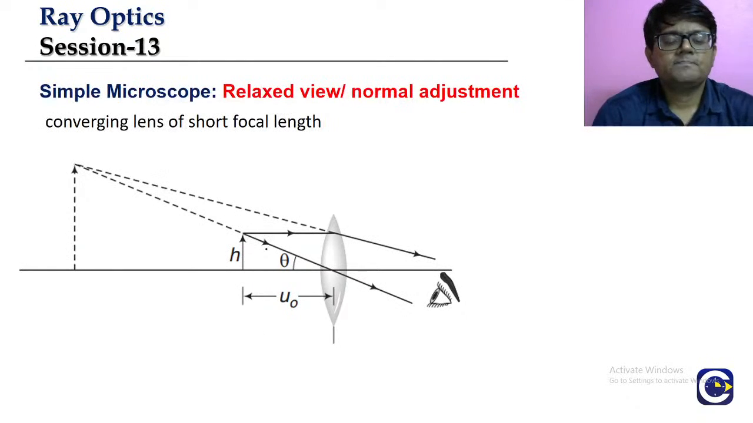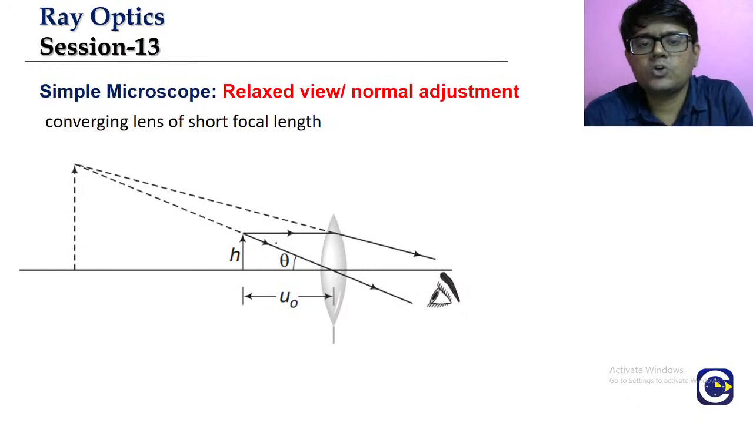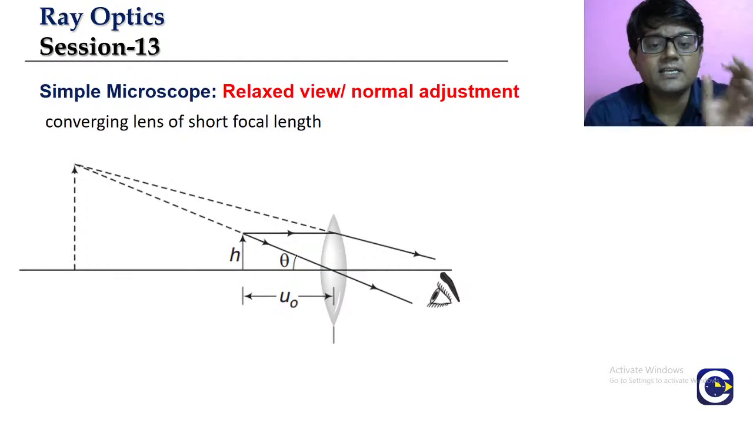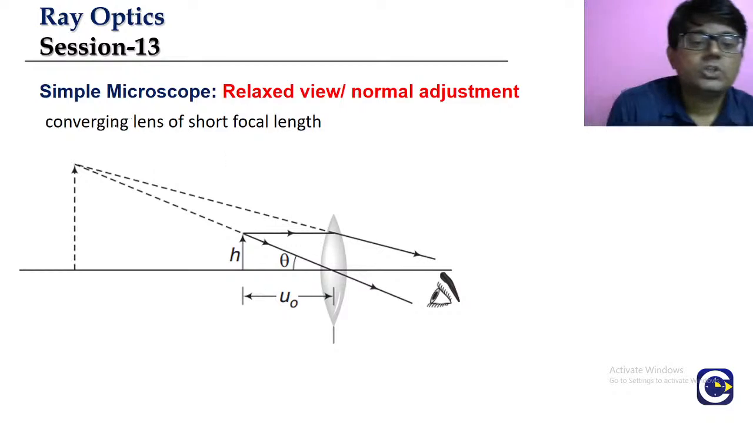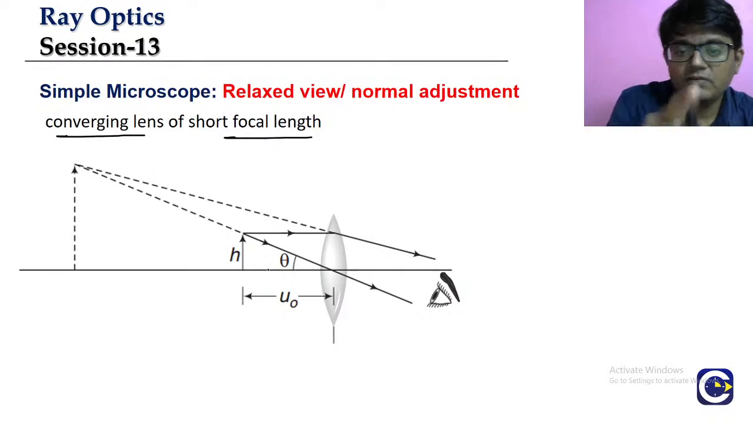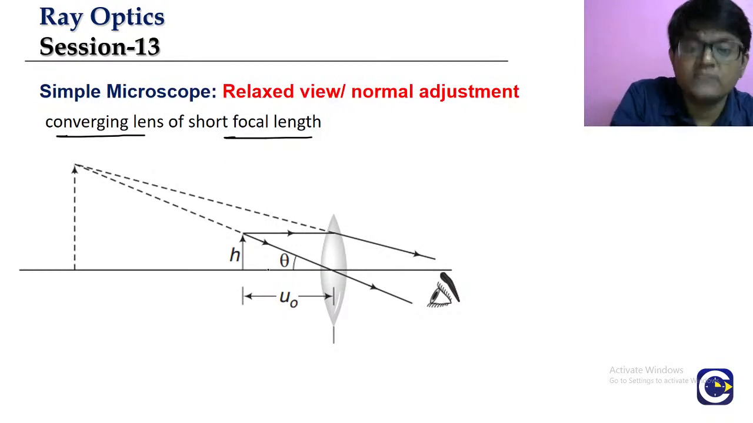Now we'll come to the simple microscope. Simple microscope is a very simple entity. It's just a converging lens of short focal length. We will see why we need to have a short focal length. First, let us look at what is basically a simple microscope. It's nothing but a converging lens of short focal length. That's it.